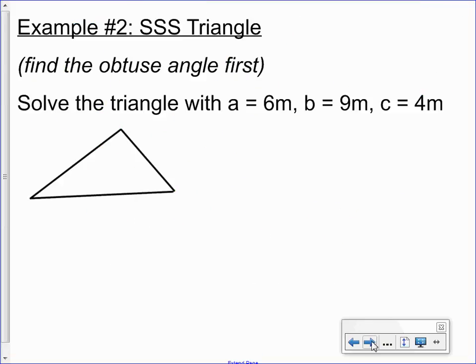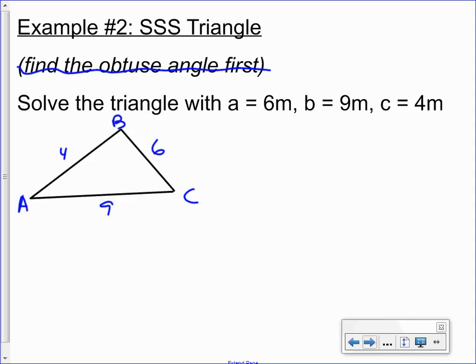Last case, and then we're going to find the area. Okay? Side. I mean, you could find the obtuse angle first, but I really don't think that matters, so I'm just going to ignore that. Here we go. A, B, C. 6, 9, 4.